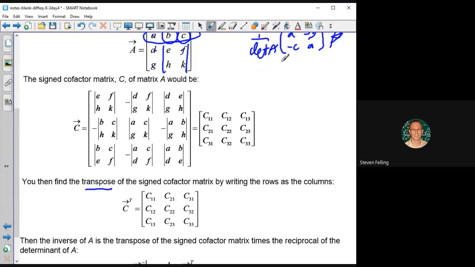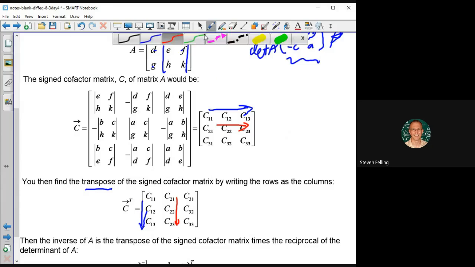So it's kind of like the 3D version of this. What we're going to do is take all of the rows and write them as columns instead, and all of the columns get written as rows. So this row here becomes this column here, this row here becomes this column here, and this row here becomes this column here. So you just invert them that way. What happens is the ones on the main diagonal stay the same, but the other ones get swapped as you go across.